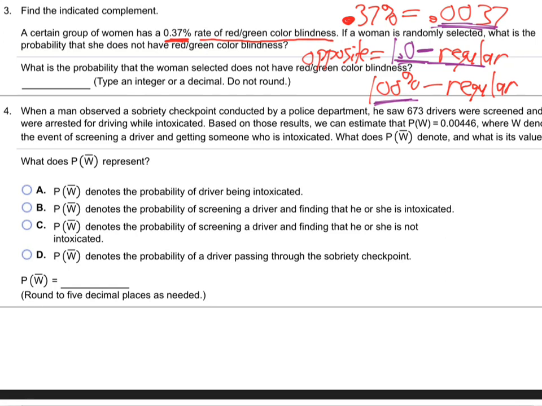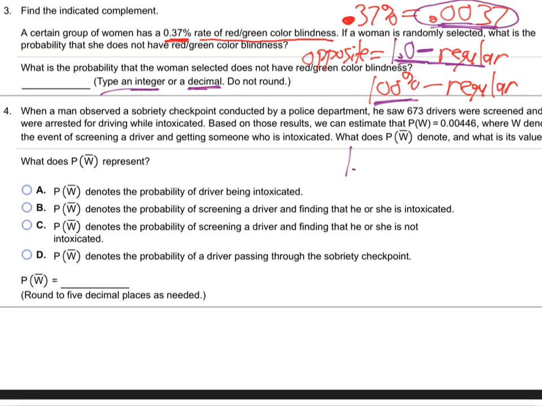Do you have to put the percentage sign? I don't know. Let's see what they want. They said type an integer or decimal. So they don't want the percentage, I guess. If they don't put a percentage there, then they don't want a percentage. So they don't want a percentage on this one.